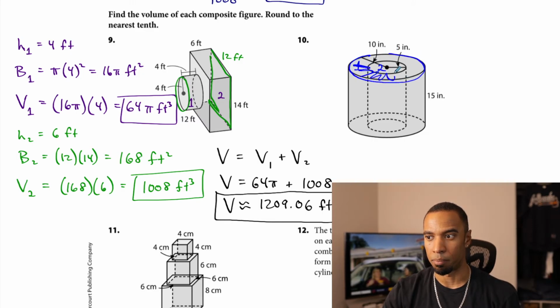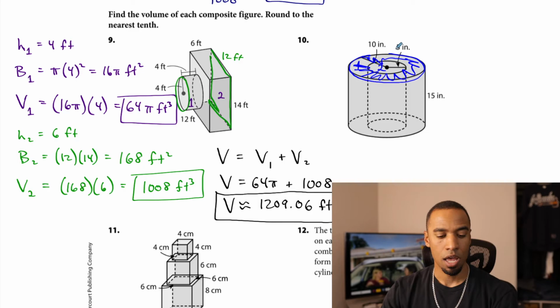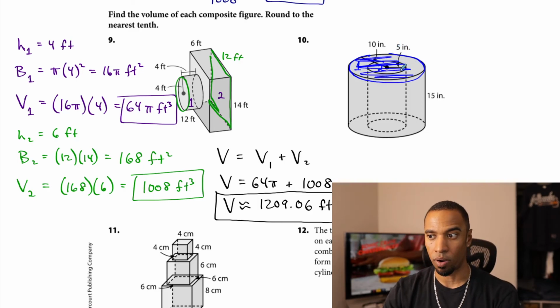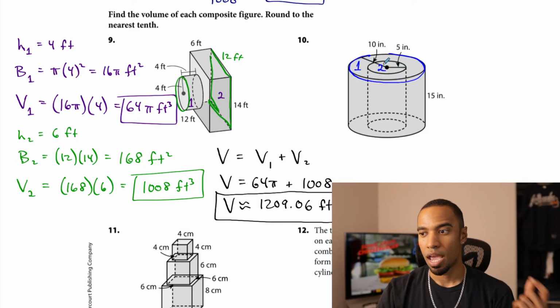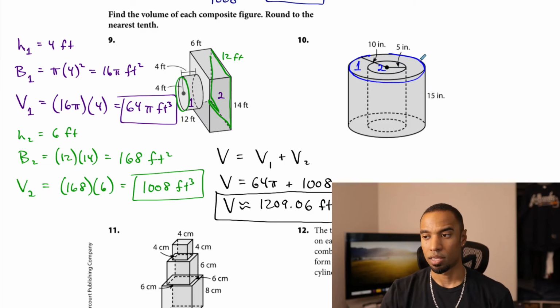I'm not just referring to the brim. The brim is what we're going to find in the end, but I'm referring to the volume of the whole thing when I call volume 1. I hope that makes sense. And then I take out volume 2, and then that's what remains.